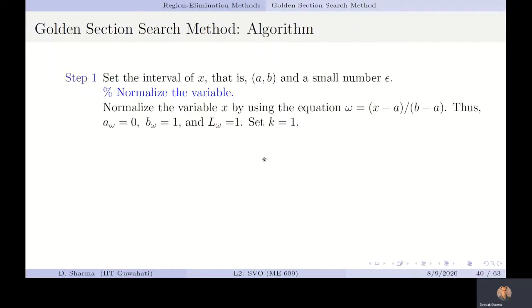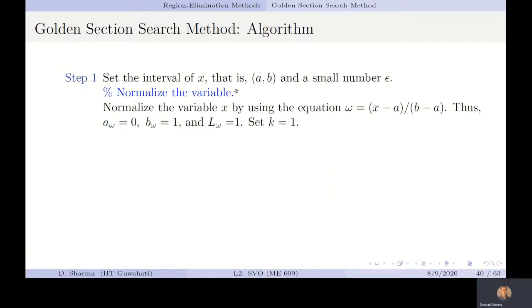Now I'm moving to the last method in the direct search methods, which is called the golden section search method. It's quite a famous method, and much source code and software also use the golden section search method. How does it work? As we know, for a given function, we have interval A and B, and we set some epsilon value because we want to terminate the algorithm based on this epsilon value.